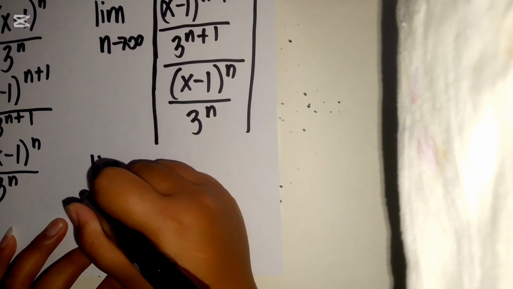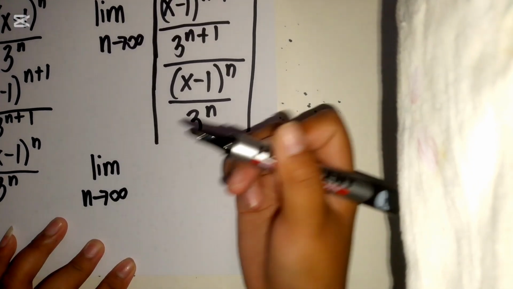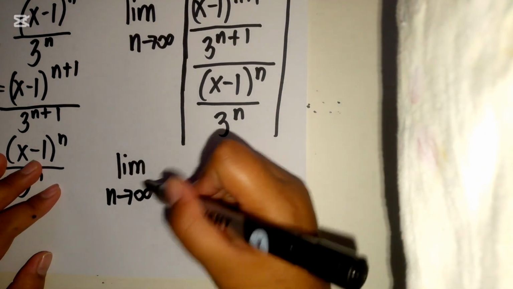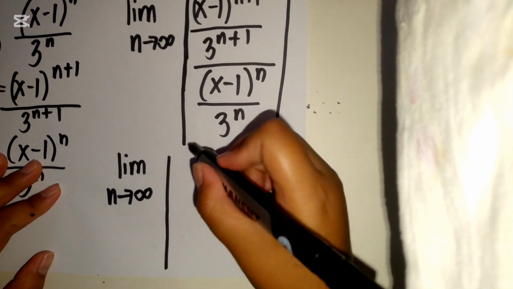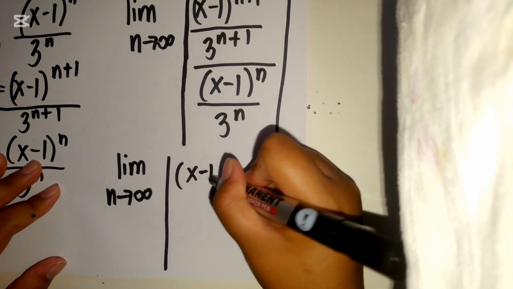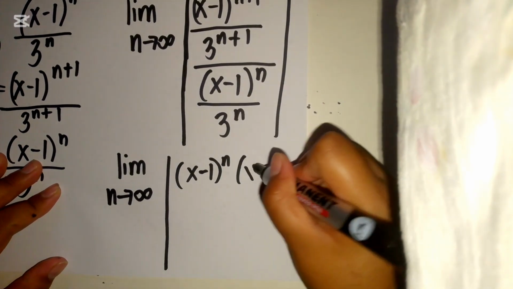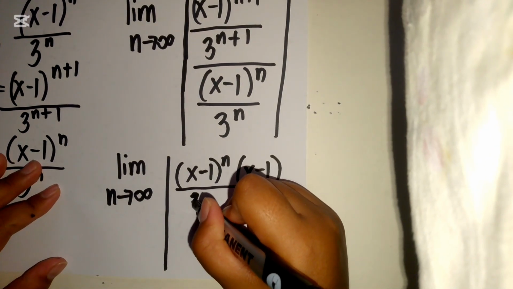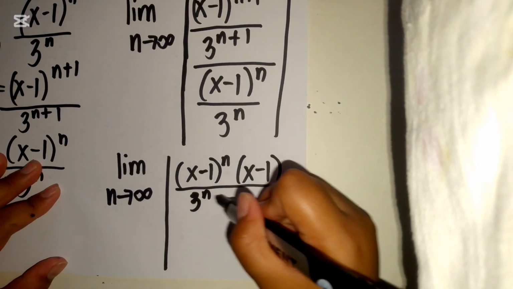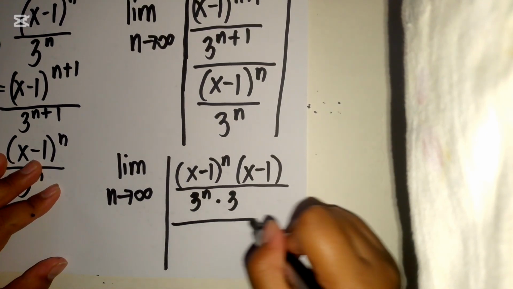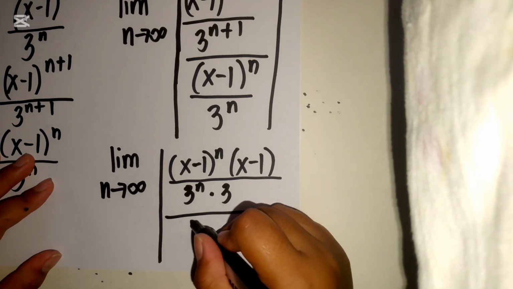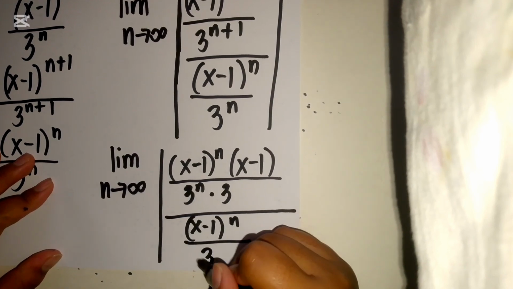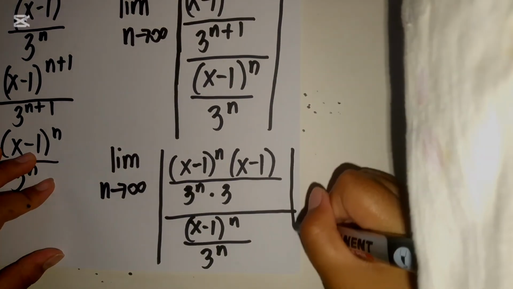And now we will simplify our given. So (x minus 1) raised to n plus 1 over 3 raised to n plus 1 will be equal to (x minus 1) raised to n times the quantity (x minus 1) over 3 raised to n times 3, and it will be over the a sub n, which is (x minus 1) raised to n over 3 raised to n.